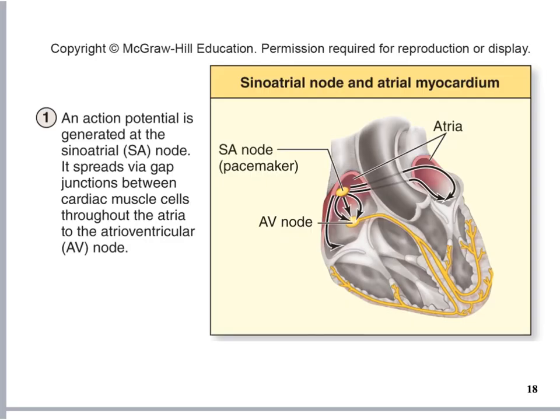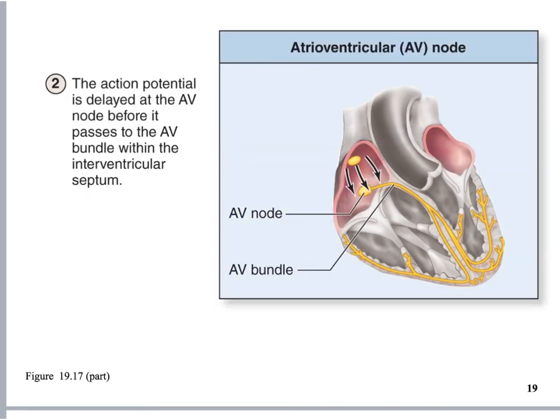Okay, so let's go through the 4 parts. I think that was next, right? Okay, the 4 steps of conduction. Sinoatrial node fires. It spreads across the atria, causing the atria to contract. That's step 1. Then it goes to the AV node, and the action potential is delayed at the AV node. Like I said, those nodal cells are a little lazy.